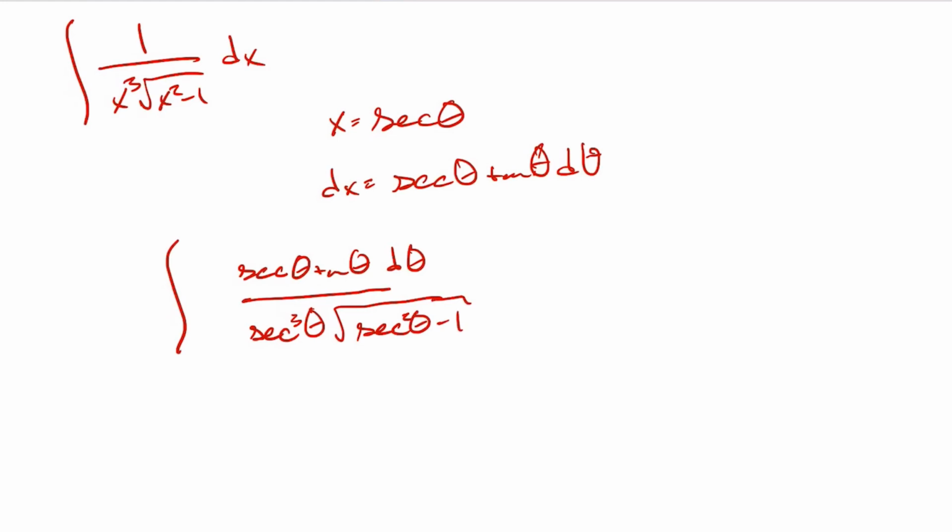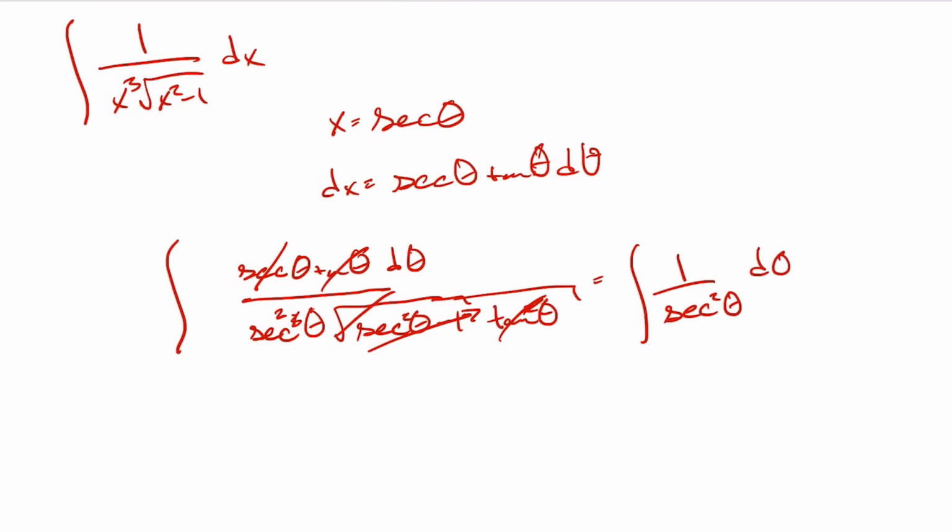Right, there's a lot we can cancel out here. So this secant theta on the top cancels out with one of these on the bottom, so that just becomes secant squared. And secant squared theta minus 1 just becomes tan squared theta. But then that's the square root of the square of tan theta, so that just becomes tan theta. But then we have tan theta on the top and tan theta on the bottom, so those cancel out. So this whole thing becomes 1 over secant squared theta d theta, but 1 over secant squared is the same thing as cosine squared theta d theta.